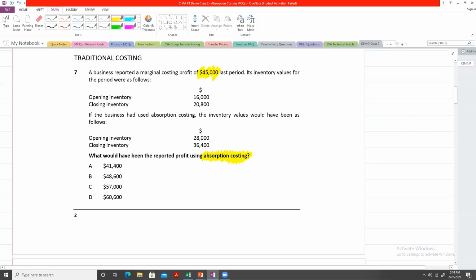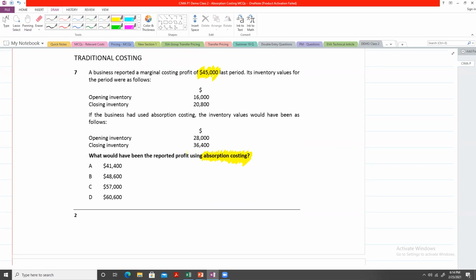So the main thing that we need to determine is by how much the profit differs. We need to find out the difference in profit of the two approaches. Once we know the difference, we can add that difference to the marginal costing figure to get the absorption costing profit. So the main thing we need to find out is the difference between the marginal costing profit and the absorption costing profit.